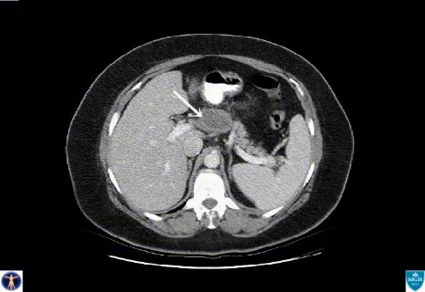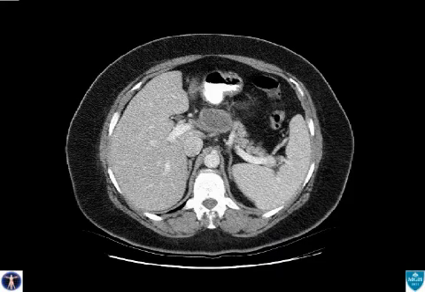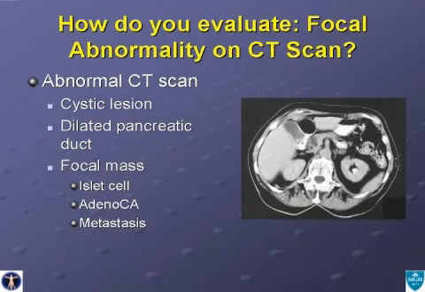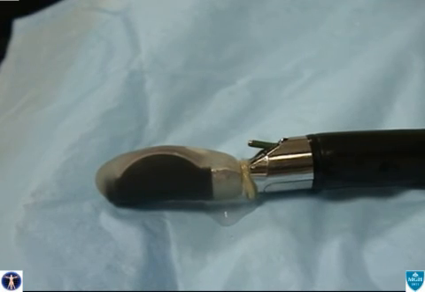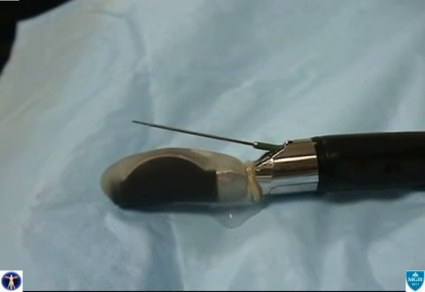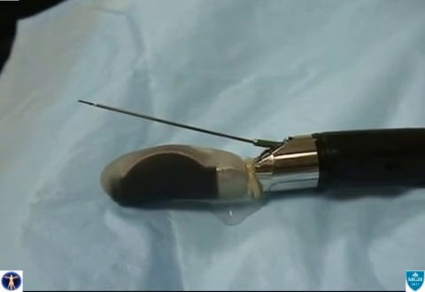This is a 60-year-old woman with a focal low attenuation mass lesion seen in the head of the pancreas. This could represent a cystic lesion, a focally dilated pancreatic duct, or a focal mass lesion such as an islet cell or adenocarcinoma. We're going to examine the area with an echoendoscope and a fine needle aspiration device.